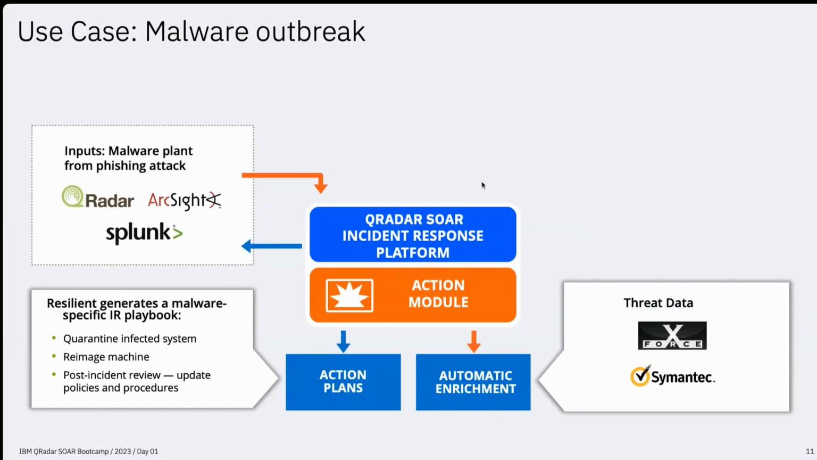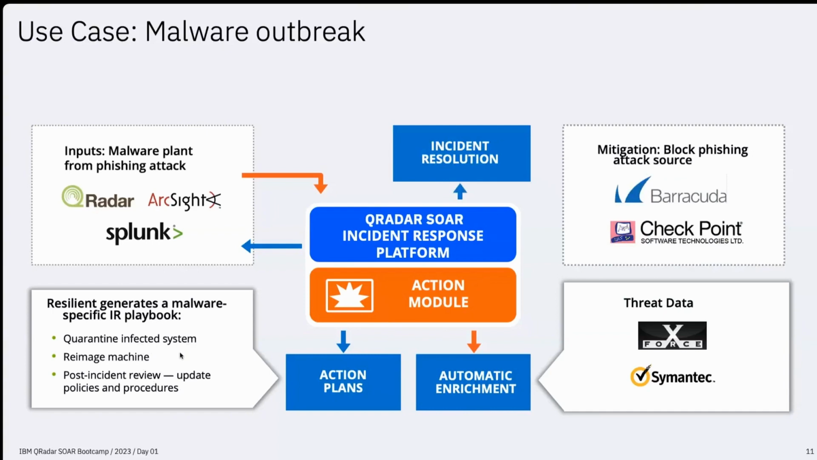Then, based on the action plan, armed with the information from the automatic contextual enrichment, QRadar SOAR, previously known as Resilient, generates a malware-specific incident response playbook: maybe quarantine the infected system, reimage the machine, post-incident review. These are all tasks. So what are tasks? We'll talk about that shortly. Quarantining the infected system is a task. Someone needs to do it. Reimaging machines can all be automated, or can be a manual task if you want.